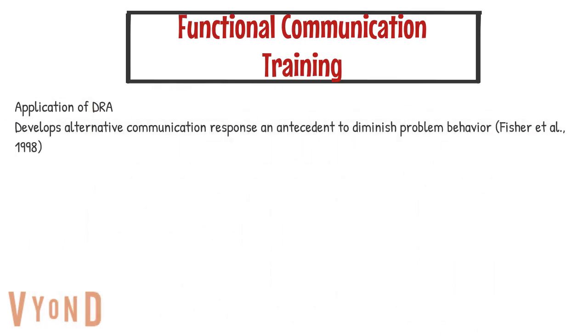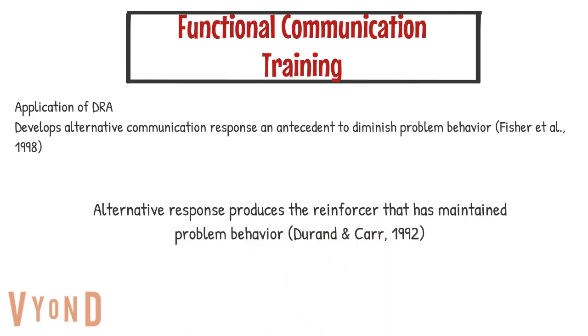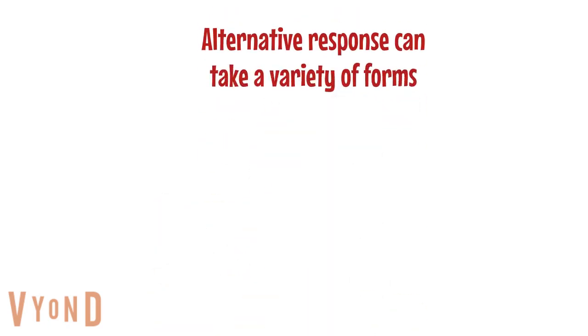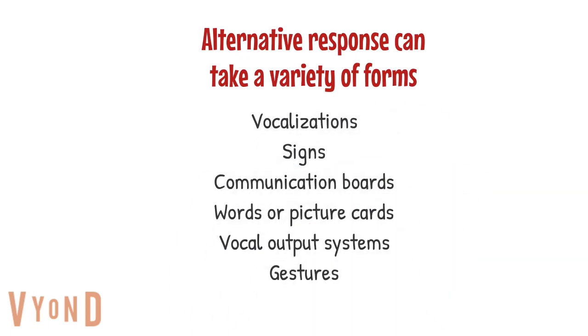It's an application of DRA, or as you remember, differential reinforcement of alternative behaviors, and it basically develops an alternative way for them to communicate what they're trying to communicate through these maladaptive behaviors. And in other words, it's the alternative response that produces the reinforcer that's maintained the problem behavior. Alternative responses can take a variety of forms, or there's different ways that individuals can communicate. This includes vocalization, signs, sign language, communication boards, words or picture cards, vocal output systems or assistive technology devices, and gestures.